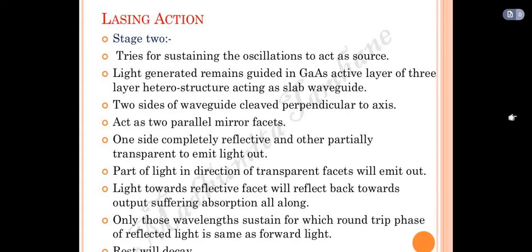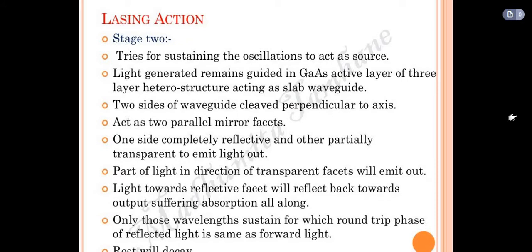It makes one side reflective and the other side transparent, just to emit the light out. For that reason, stage 2 will consider only those wavelengths sustained for which the round trip phase of reflected light is the same as the forward light. The rest of the light apart from what is transmitted will be considered as decay. That we also covered in the previous topics.